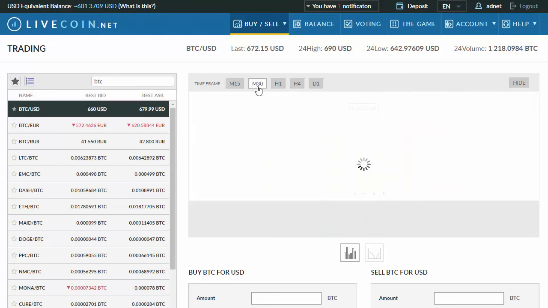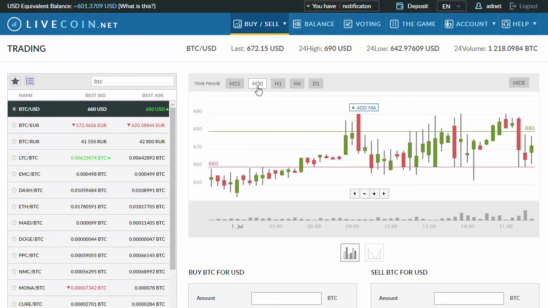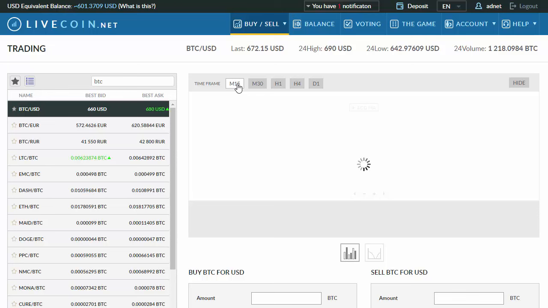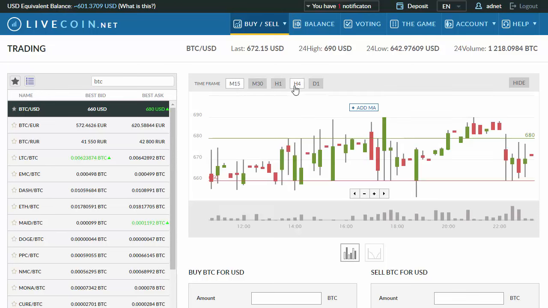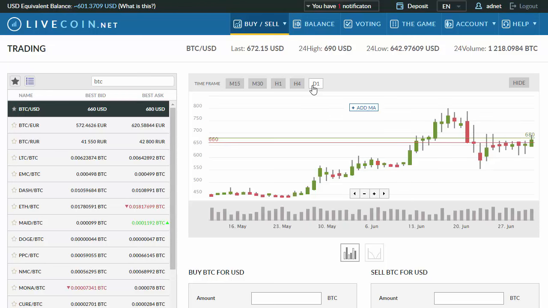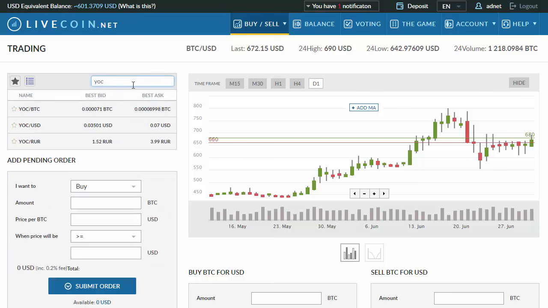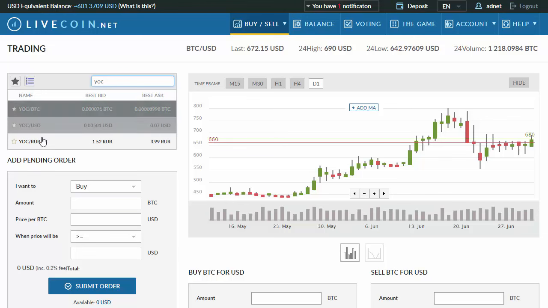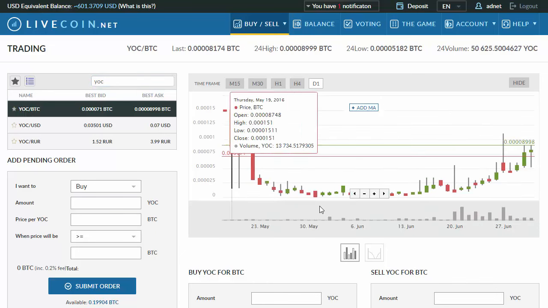We can look at the 30-minute charts to see the price variation every 30 minutes, and every 15 minutes, and every 4 hours, and every day. So we can see the overall price variations on the charts. Now let's go back to YOC, which is the code for yocoin. So we put in YOC and we've got the three ones here. So we want yocoin versus the Bitcoin price. So we click on that and here is the chart.